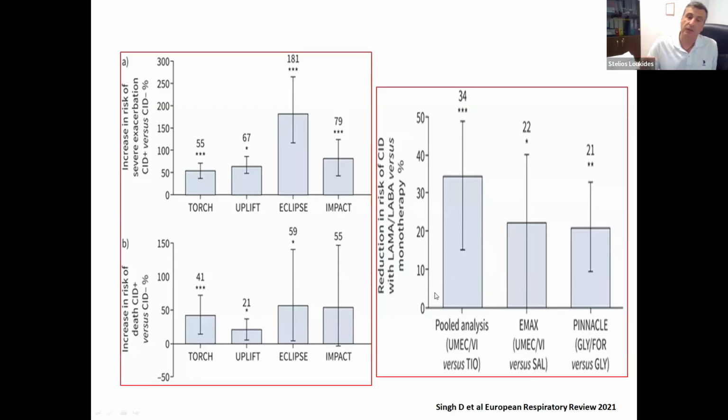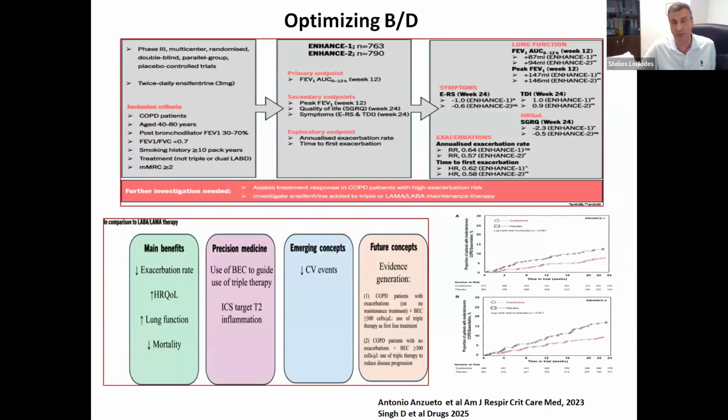So if you use the clinical important difference for different components, you can clearly see that the dual treatment is superior to a mono treatment of bronchodilation. And of course, you have to optimize your inhaled treatment by using new bronchodilators.